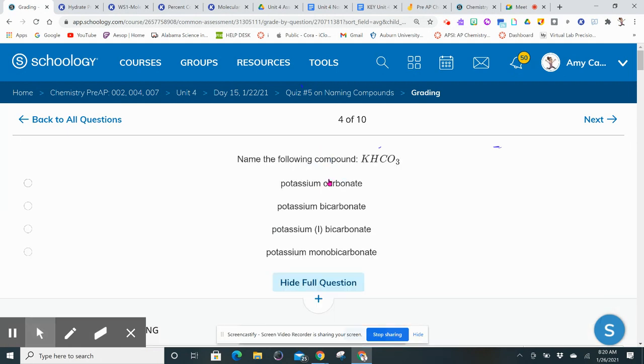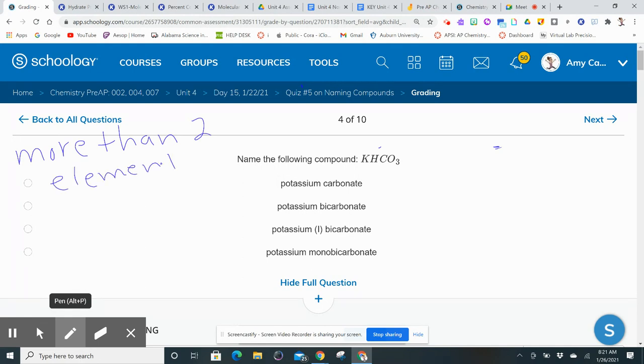Name the following compounds. All right, so we have a K, and we have 3 other elements in there. So this might be number 4 that you want to write down. Number 4. More than 2 elements means you have a polyatomic ion.